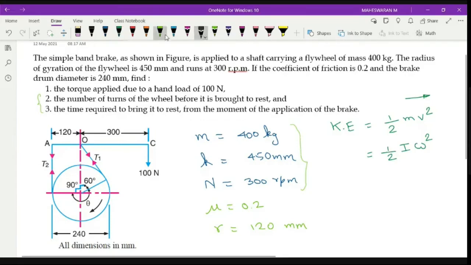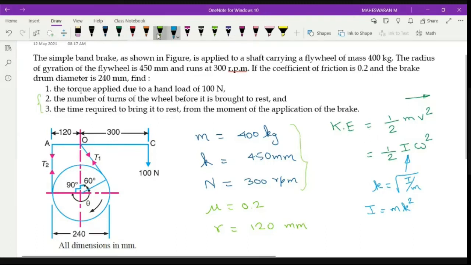In this, I can be found based on the radius of gyration. You know that radius of gyration k is equal to root of I by m. This is the formula. So in this case it is m, so I is m k square. Substituting it here, omega is 2 pi n by 60. So the kinetic energy we can apply like that.